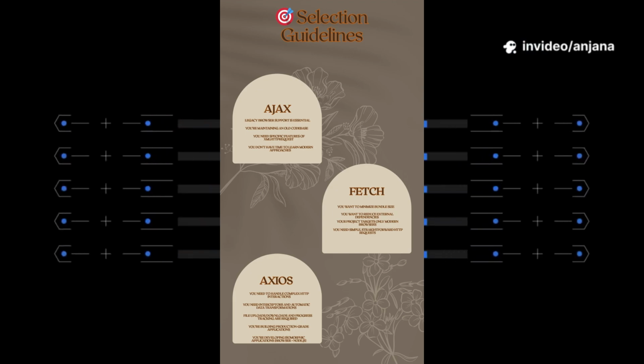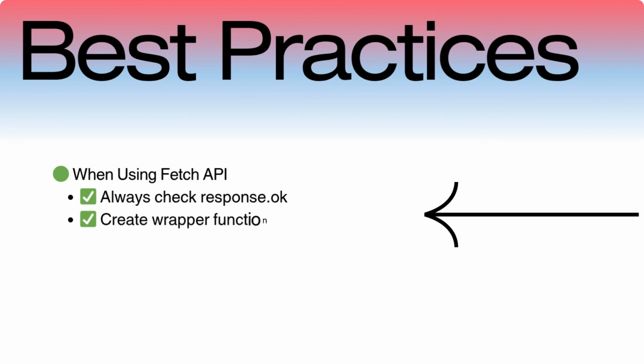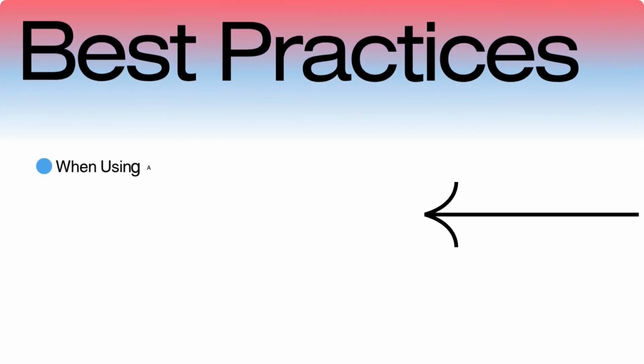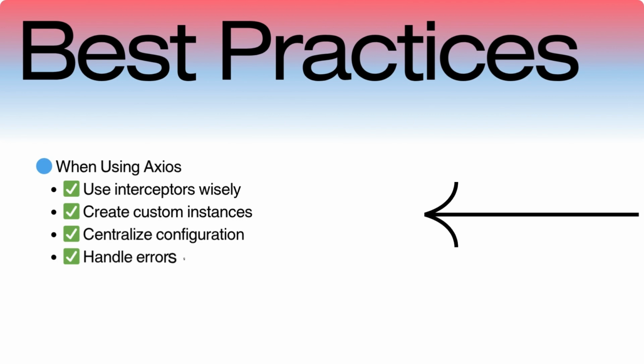When using Fetch, always check response.ok, create wrapper functions to reduce duplication, use try-catch blocks, implement timeout logic, and consider abort controller for cancellation. When using Axios, use interceptors for global logic, create custom instances for different APIs, centralize configuration, handle errors globally following DRY principles, and implement retry logic for network resilience.